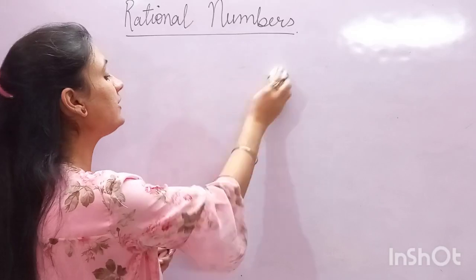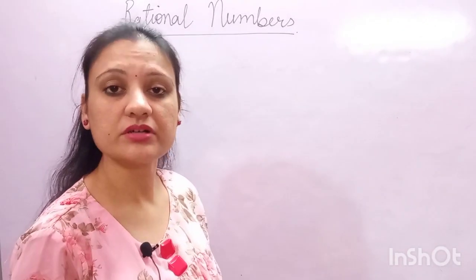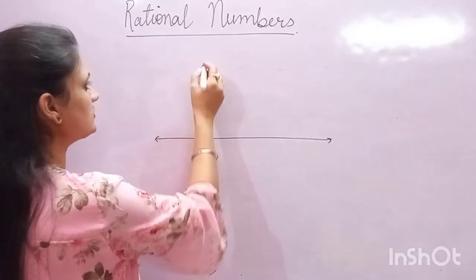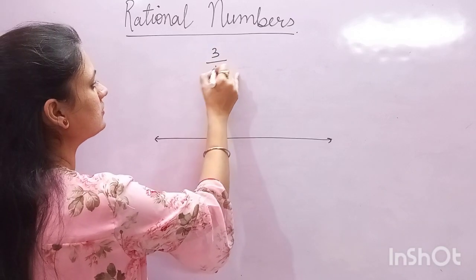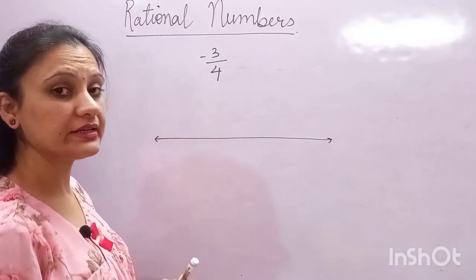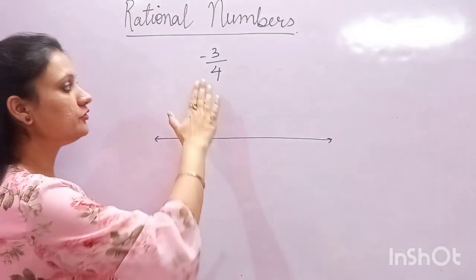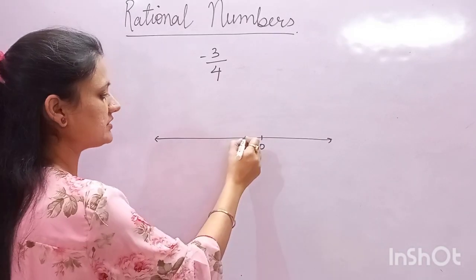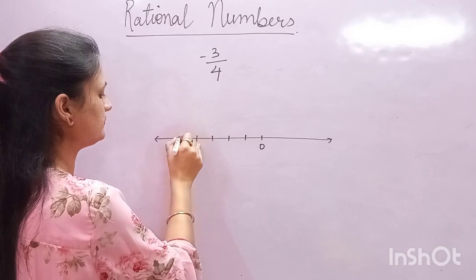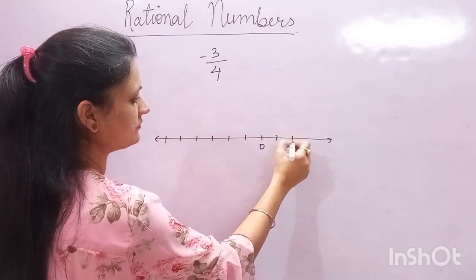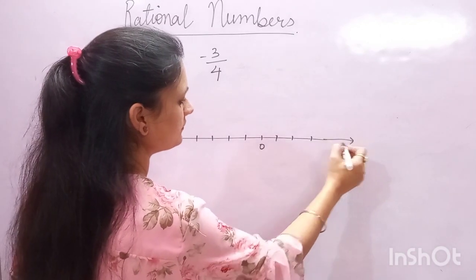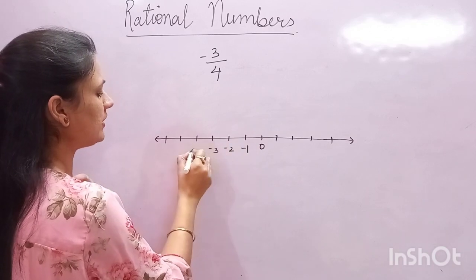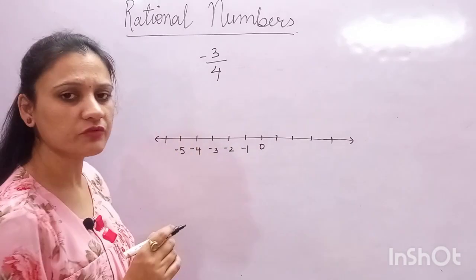Now let us understand how to represent rational numbers on a number line. Suppose they ask you to represent minus 3 by 4 on a number line. You know this is a negative rational number, so it must be on the left hand side. So let us draw it. Here we write minus 1, minus 2, minus 3, minus 4, minus 5. This is how we write it, right?